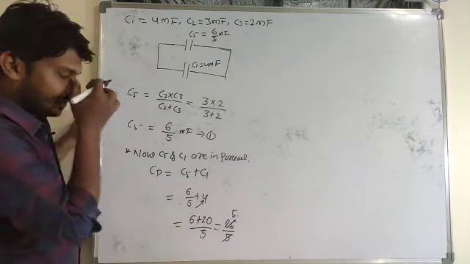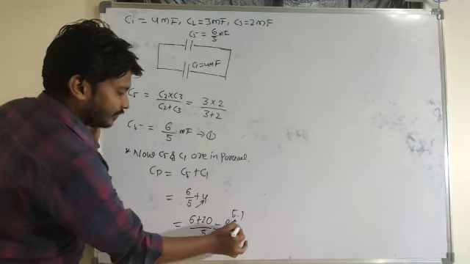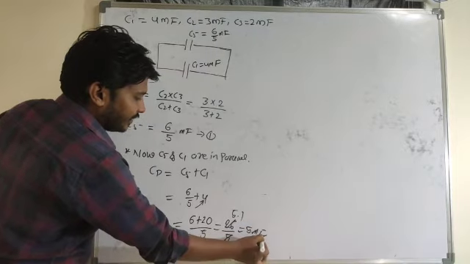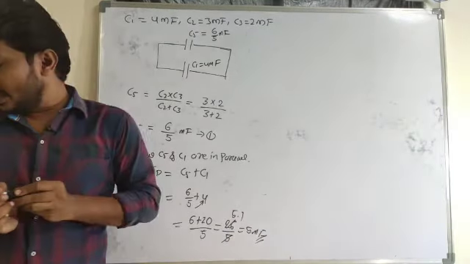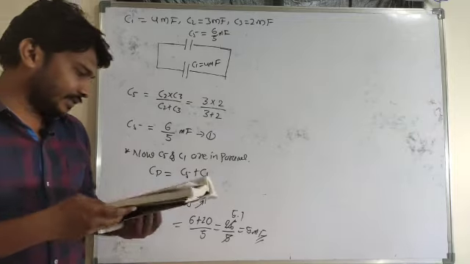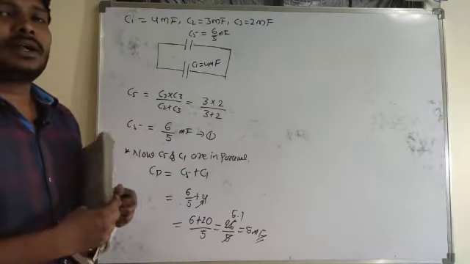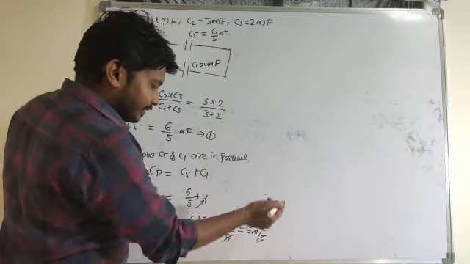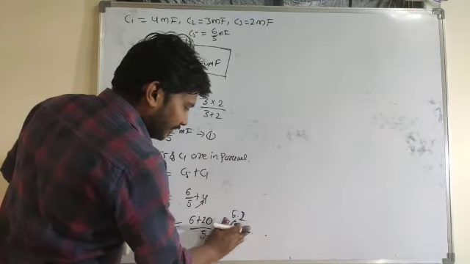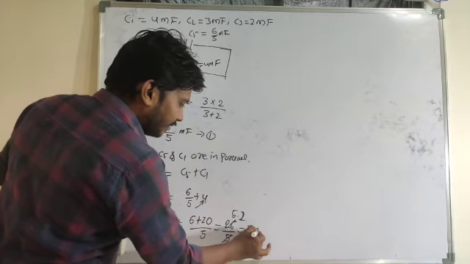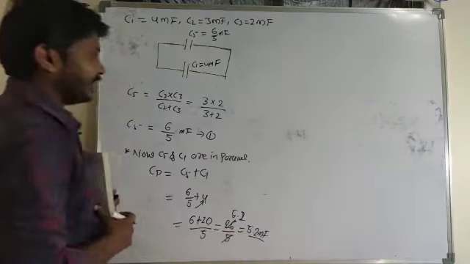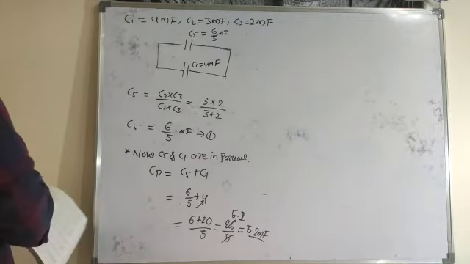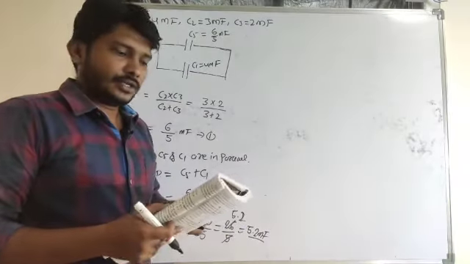So that is 5 point something, or 5.2 millifarad. What is the answer here? 5.2 millifarad. I hope you're understanding. Next, we'll look at the next one.